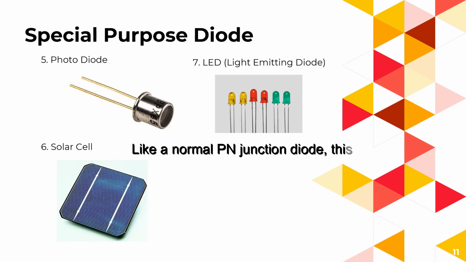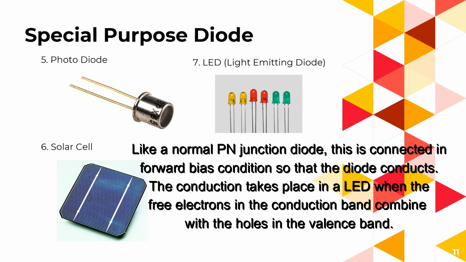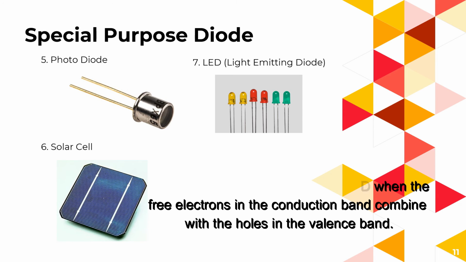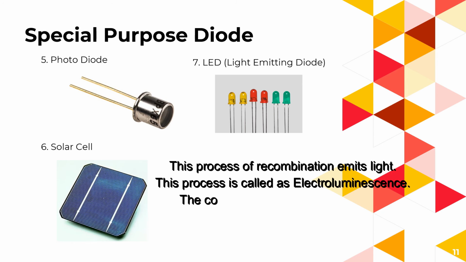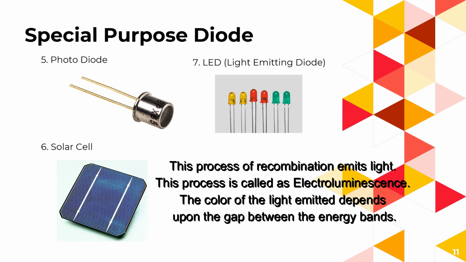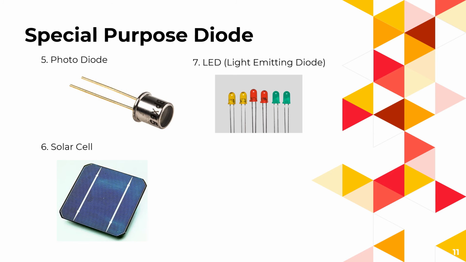Like a normal p-n junction diode, this is connected in forward bias condition so that the diode conducts. The conduction takes place in an LED when the free electrons in the conduction band combine with the holes in the valence band. This process of recombination emits light. This process is called electroluminescence. The color of the light emitted depends upon the gap between the energy bands.